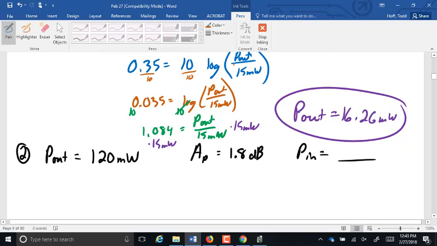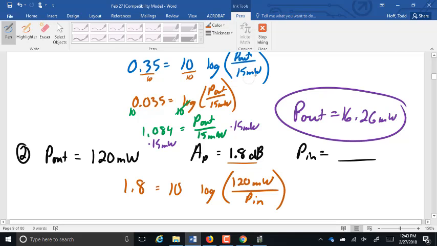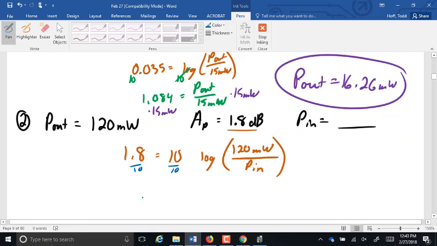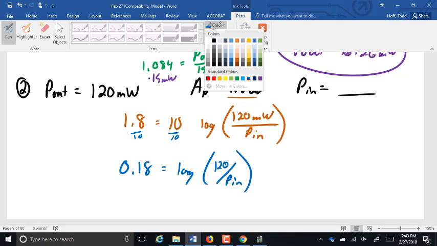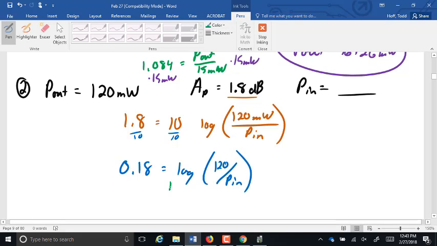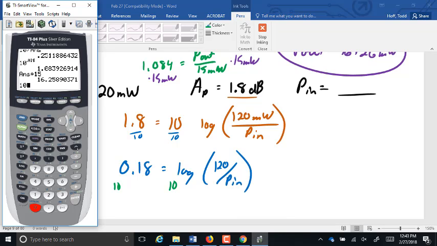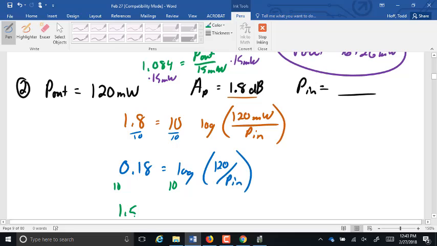Okay. Second one here. We have a gain of 1.8 equals 10 times the log of, we know P out is 120 milliwatts over Pin. We're looking for the input power this time. Once again, we divide by 10. So 0.18 equals log of 120 over Pin. I'm dropping the milliwatts because we know our units are milliwatts here. 10 to the power of 0.18 is 1.514 equals 120 over Pin.